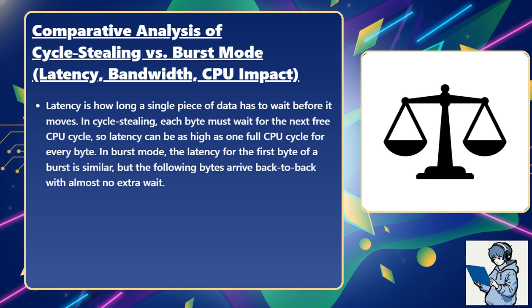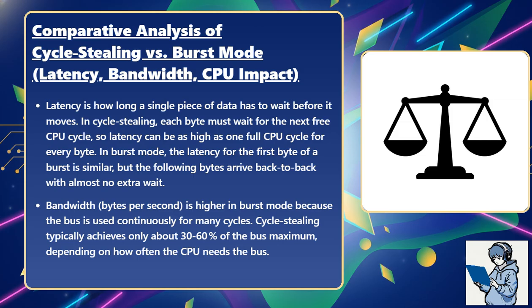In cycle stealing, each byte must wait for the next free CPU cycle, so latency can be as high as 1 full CPU cycle for every byte. In burst mode, the latency for the first byte of a burst is similar, but the following bytes arrive back to back with almost no extra wait. Bandwidth, bytes per second, is higher in burst mode because the bus is used continuously for many cycles. Cycle stealing typically achieves only about 30 to 60% of the bus maximum, depending on how often the CPU needs the bus.